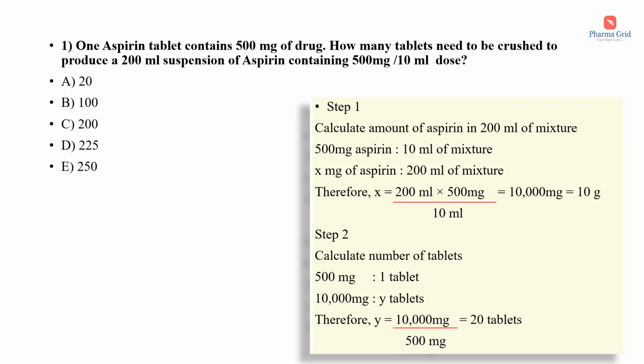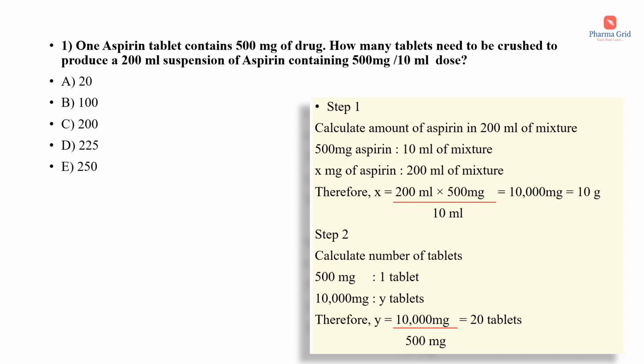Question number 1. One aspirin tablet contains 500 milligram of drug. How many tablets need to be crushed to produce a 200 ml suspension of aspirin containing 500 milligram per 10 ml dose? So in the question they have given that one aspirin tablet contains 500 milligram of the drug.